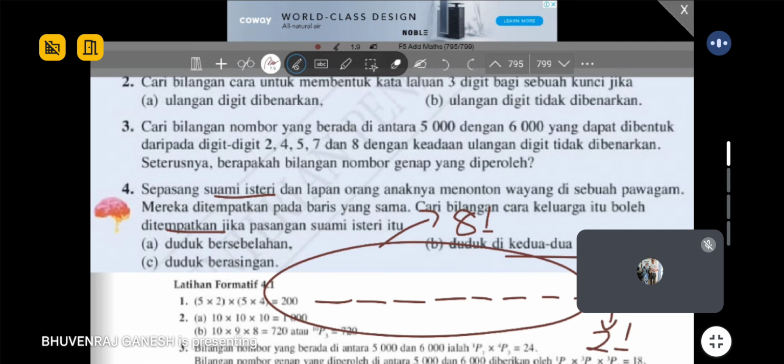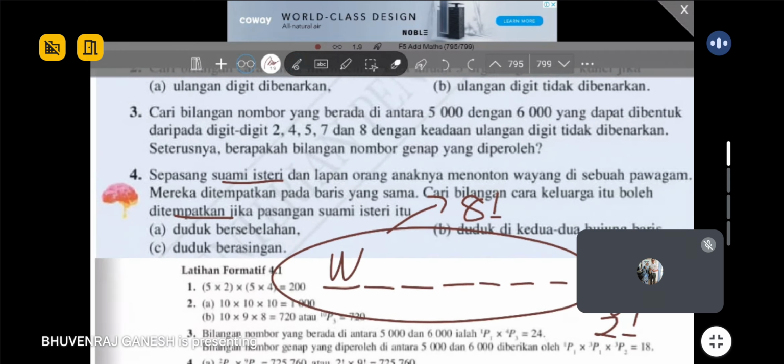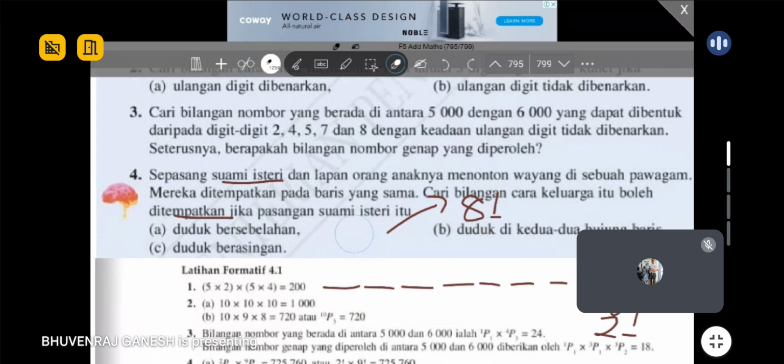So yeah. Actually this one I think is like this. It's not this way. The question means like this. Wife, husband. Okay, they separate, I think, if not mistaken. Duduk di kedua-dua hujung baris. Yeah. Okay, so means that wife decide, husband decide. Okay, so this is for part B.